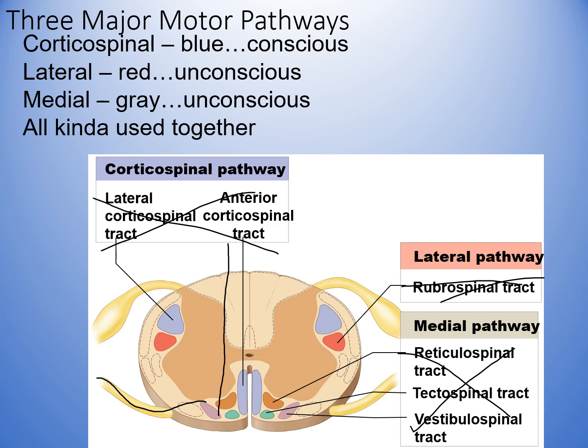The other two pathways are named for their location. The lateral pathway, because it's on the side of the spine, and the medial pathways, because they're toward the middle of the spine. They're all kind of used together. They used to be called the pyramidal pathways, but the lateral and medial, we can generalize them and say that it's unconscious information.